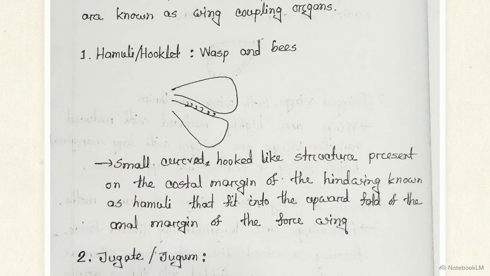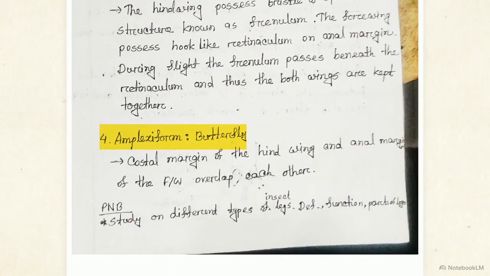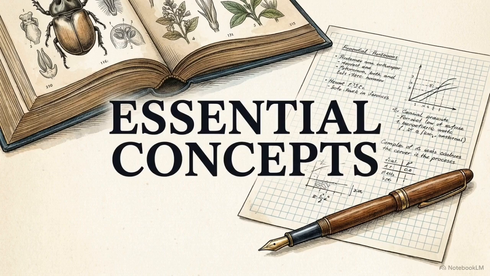Other insects use different mechanical locks. Some use a frenulum, a bristle on the hindwing hooking into a catch on the forewing. Butterflies rely on the amplexiform method, where the margins of the two wings simply broadly overlap each other to move as a single sheet. To ace your ENT 101 exam, you must be able to recall these specific pairings.